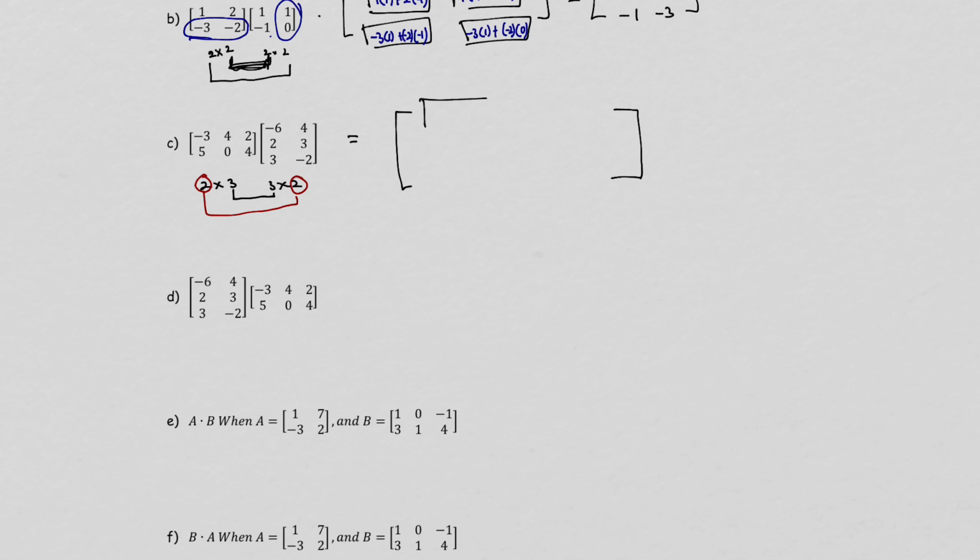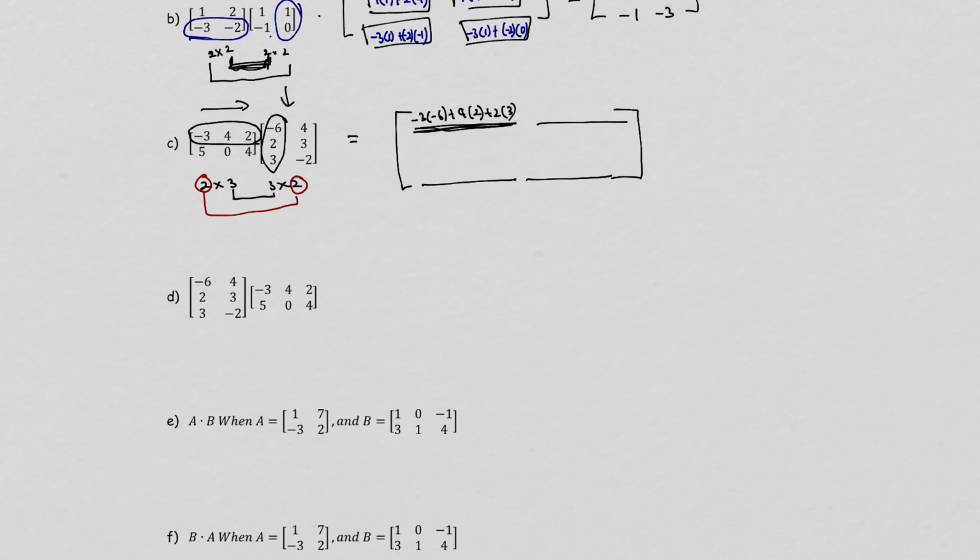And I will have what? I don't want it to make a box. So I will have 1, 2, 1, 2. 2 by 2 matrix, right? So first one, I will use first row and first column. That's what this place is, right? So I will do negative 3 times negative 6 plus 4 times 2 plus 2 times 3.